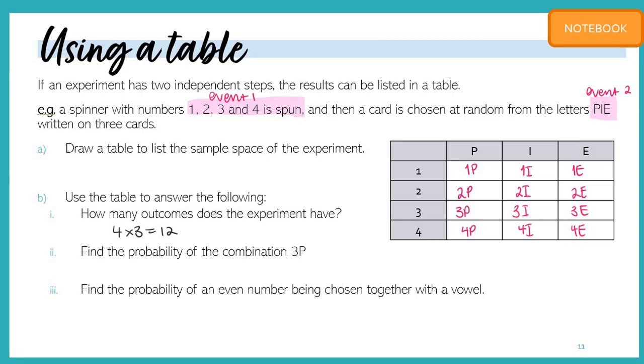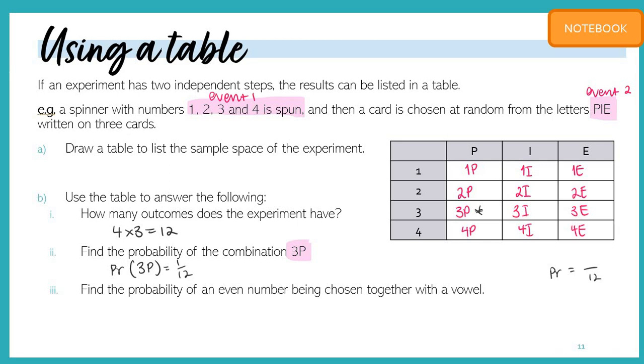So that means if we're calculating probability that the total number of outcomes is going to be out of 12, right? So the combination of 3P, well, there's only one of those in that box, right? And so the probability is going to be just 1 out of 12, okay?